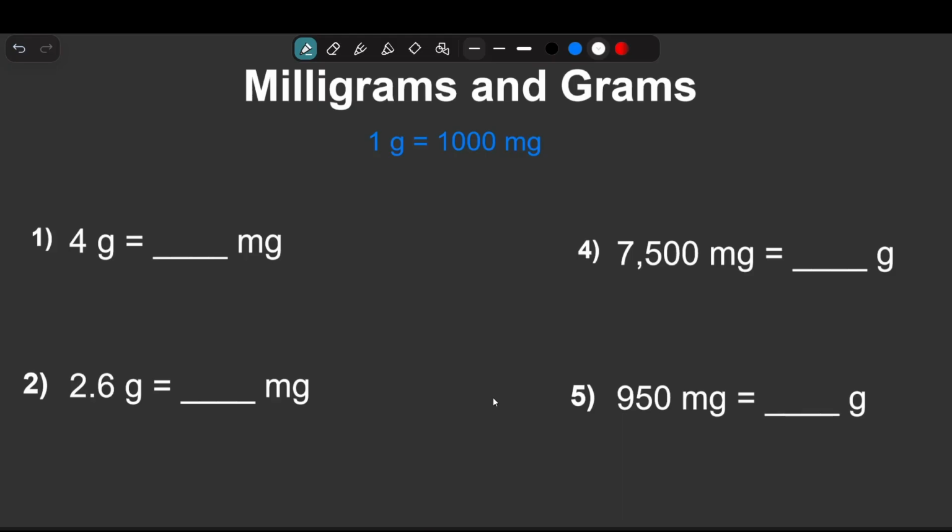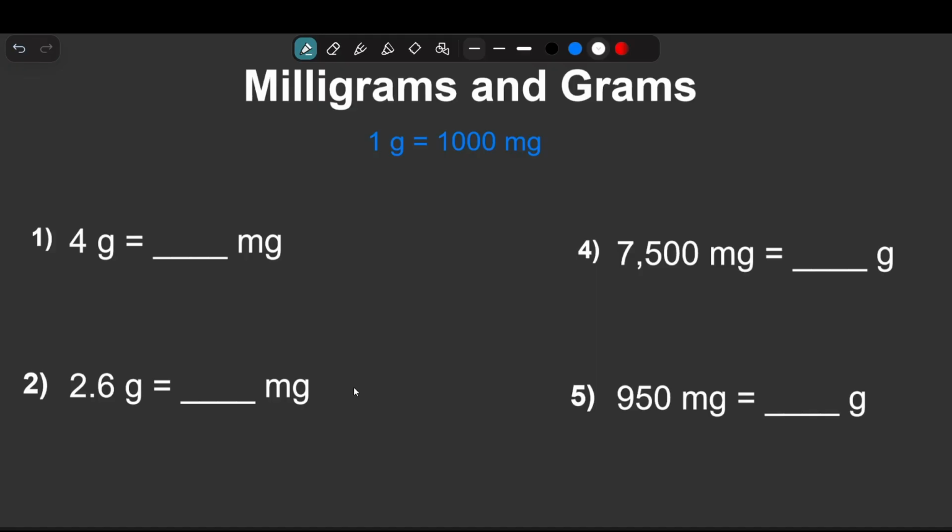Remember, 1 gram equals 1000 milligrams. So if we go from grams to milligrams, so if we basically go to a smaller unit, we multiply by 1000. But if we go from milligrams to grams, so to a larger unit, we divide by 1000. So watch how the decimal moves 3 places to the right or to the left. And once you remember that rule, these problems become super easy.